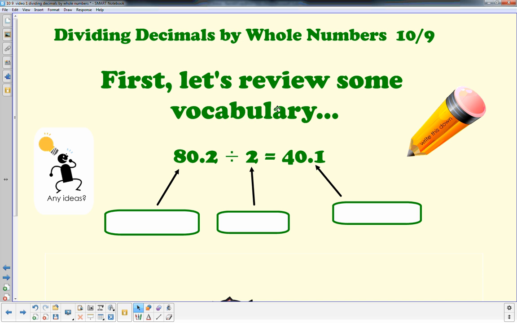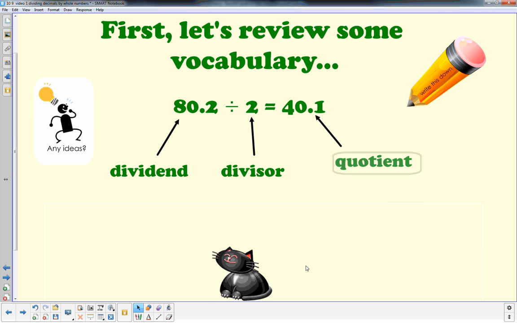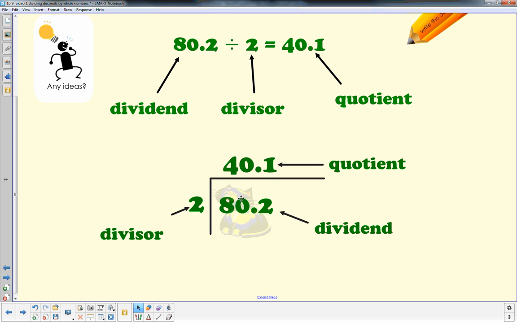Let's review some vocabulary. When I have 80 and 2/10 divided by 2 equals 40 and 1/10, 80 and 2/10 represents my dividend, the 2 represents my divisor, and the 40 and 1/10 represents my quotient. When I do long division, 80 and 2/10 is my dividend that goes inside the box. 2 is what we are dividing by, that's my divisor, and the answer, the quotient, goes on top. All right, make sure that's written in your spiral.